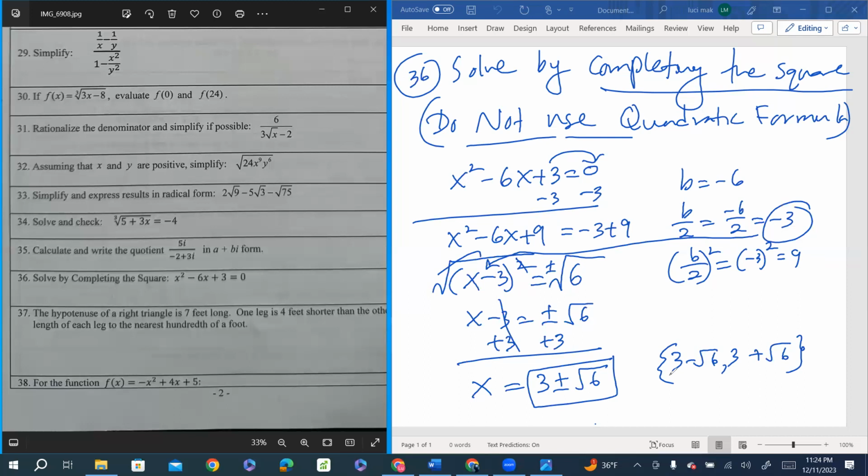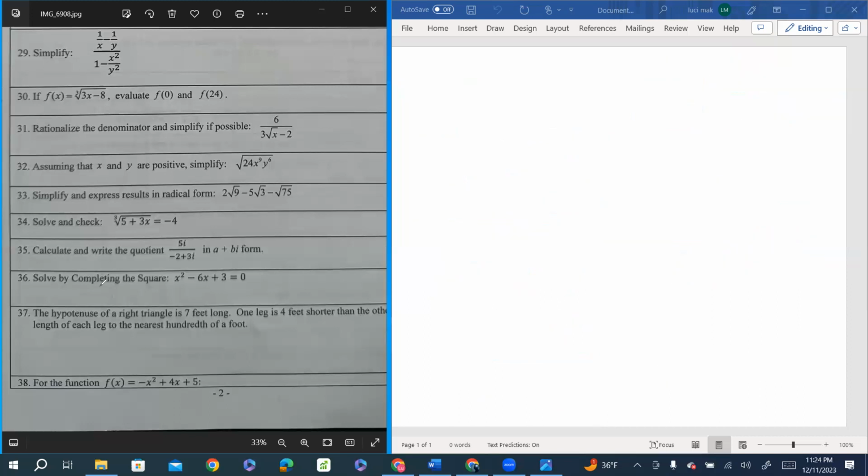Let me erase the board. Next question. All right, so next question, that is question number 37. The hypotenuse of a right triangle. So let me draw a right triangle. Right triangle looks something like that with a right angle. The hypotenuse of a right triangle is 7 feet long. So this is 7 feet long. So the hypotenuse is given to us as 7 feet.